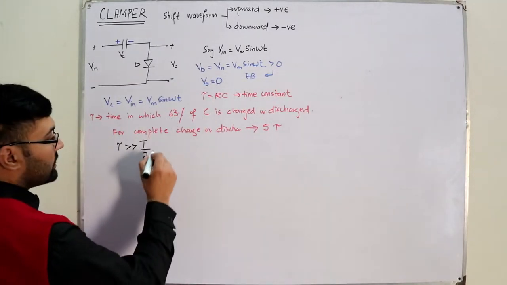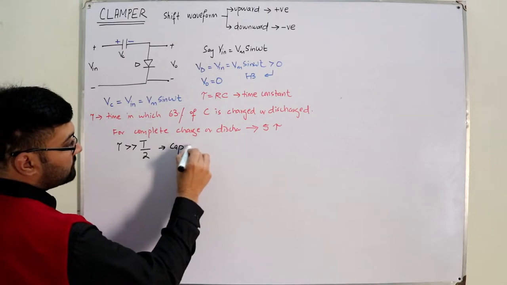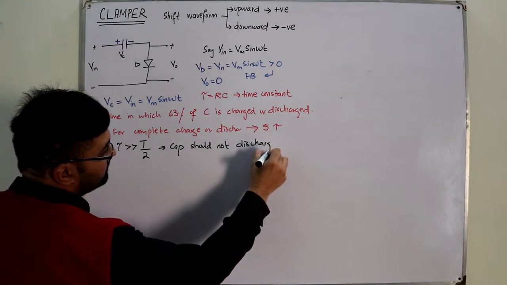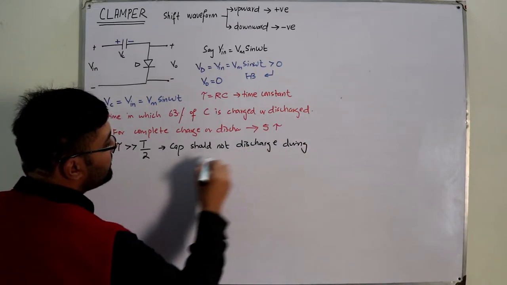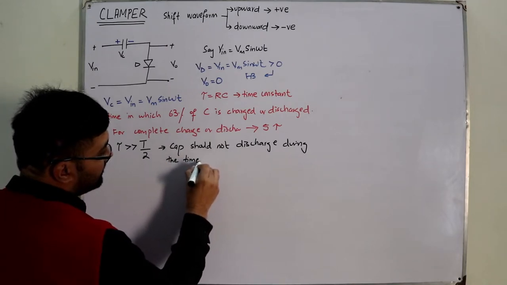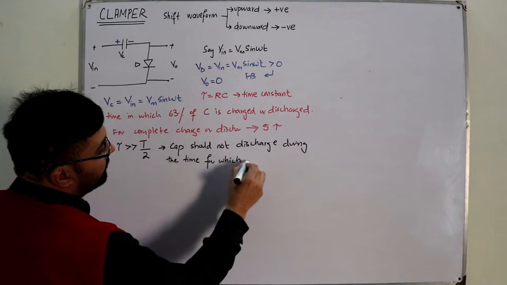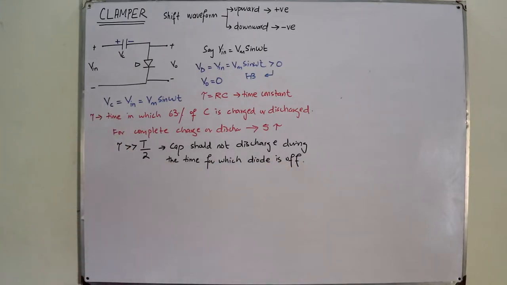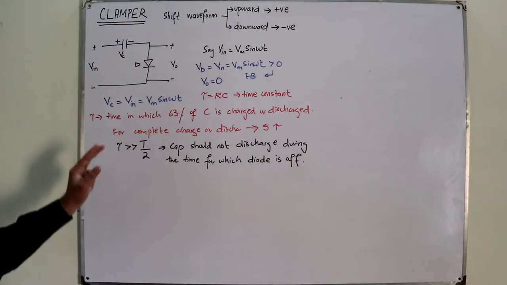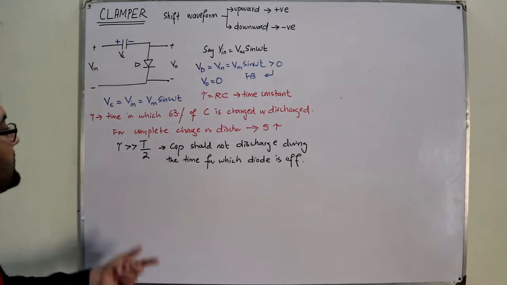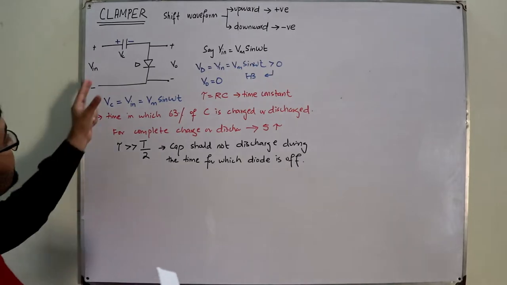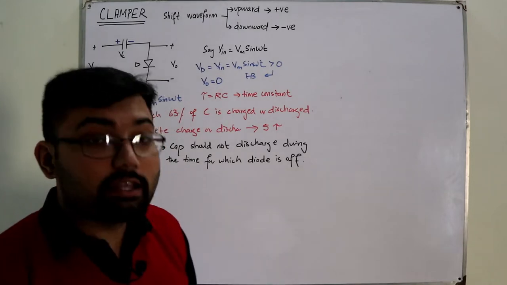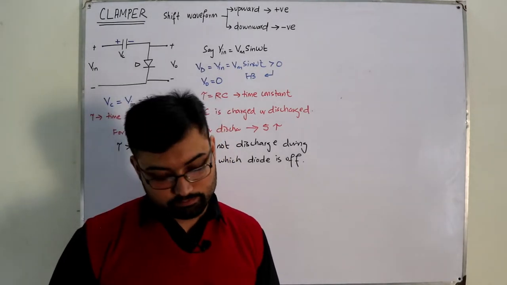So this is because the capacitor should not discharge during the time for which the diode is off. Now for instance, in the positive cycle, the diode is conducting, right? It's on, so this has been charged. Now for the negative cycle, the time constant should be way greater so that it does not discharge during the negative half cycle. Why? Because in the negative half cycle, the diode is off. And the reason you will understand later when we draw the output waveform.